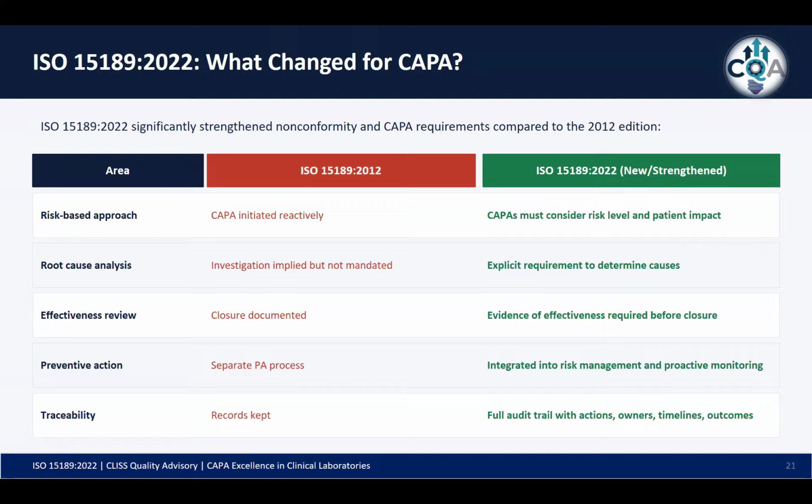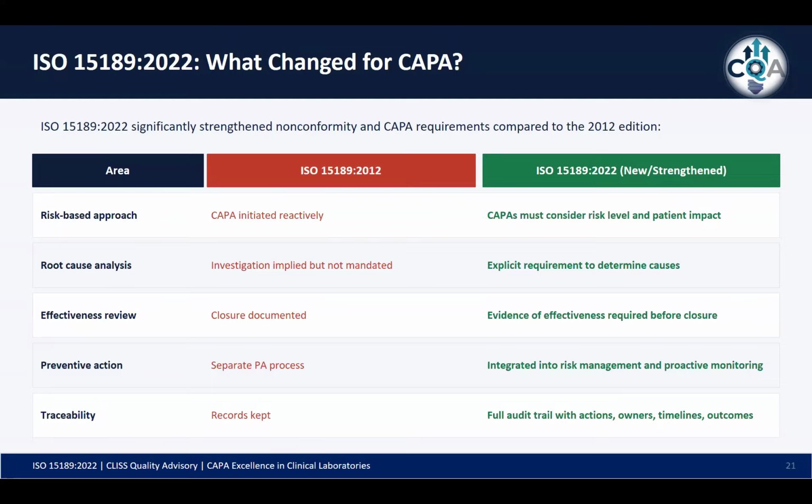And then root cause analysis. In the 2012 version, investigation was implied, but not mandated. It was implied that when you give me a CAPA form or a non-conformity form, nicely completed, it implied that you did do a root cause analysis. But now in the 2022 version, it's an explicit requirement that you determine the causes. So when I'm assessing your lab or auditing your lab, I would want to see that record to say, indeed, you did carry out a root cause analysis.